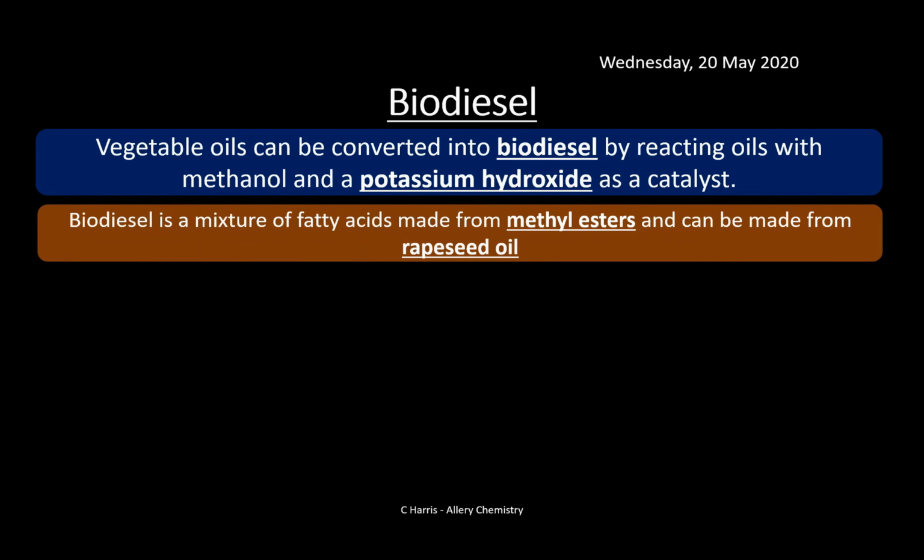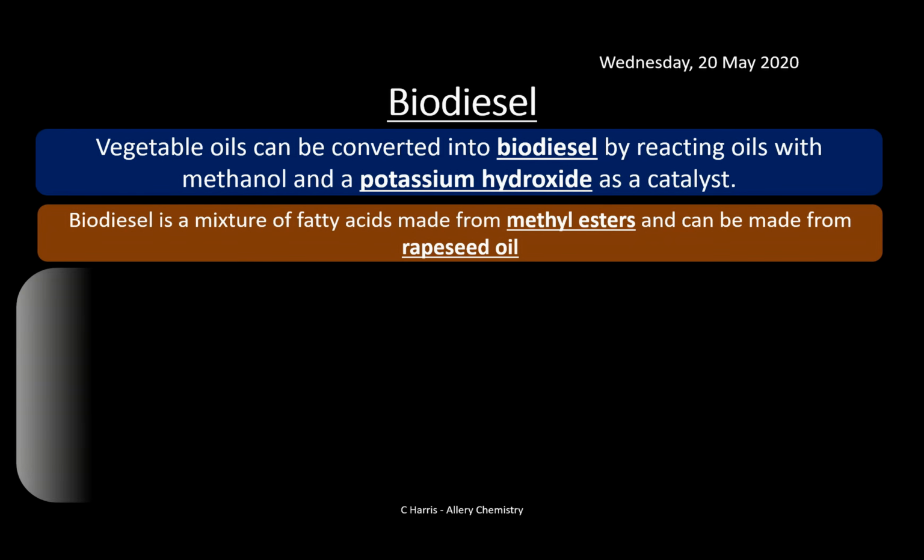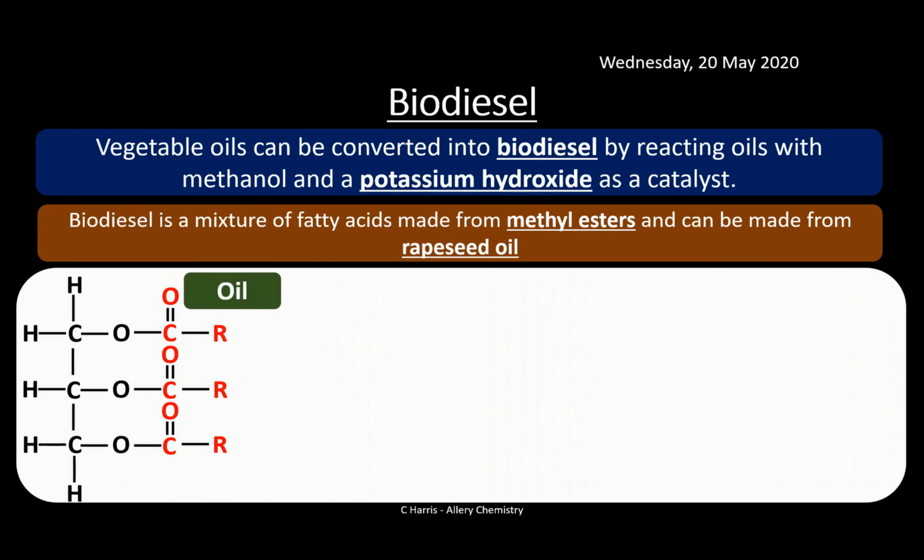So biodiesel is just a mixture of fatty acids made from methyl esters, and it can be made from rapeseed oil. Like I say, rapeseed oil is the oil that's normally used in cooking oil. So here's our oil here. So what I've done is I've just shortened it a bit. The R group obviously represents your hydrocarbon chain that's on the end here.